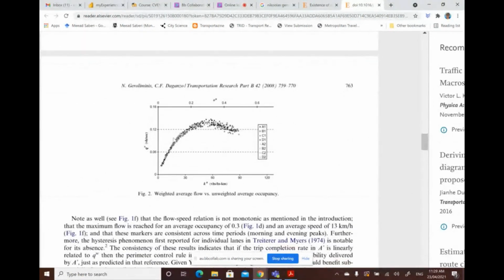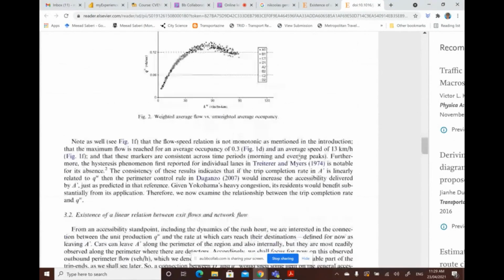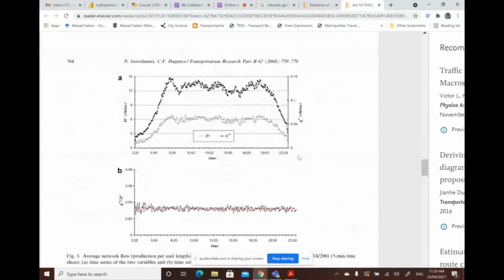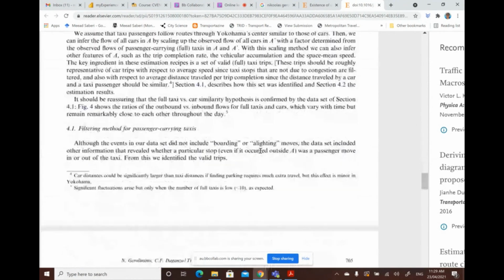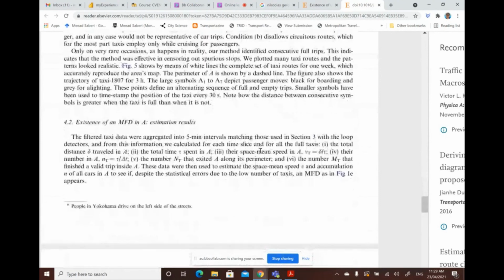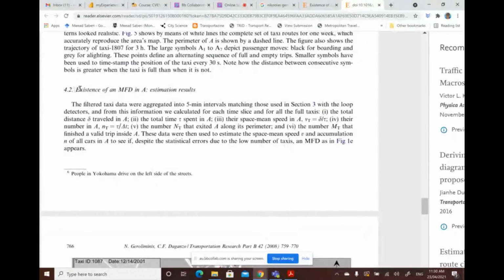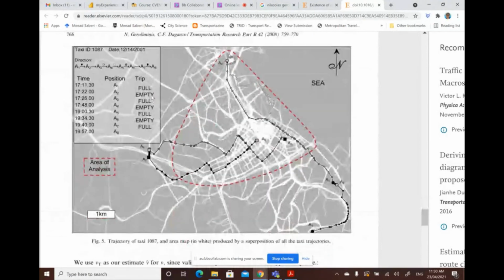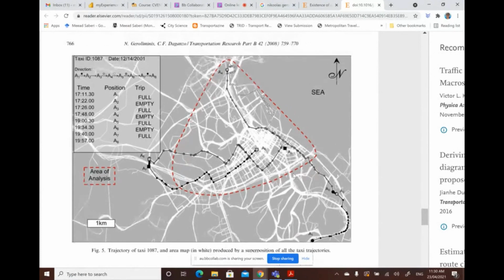So this is coming from the weighted average flow and unweighted average occupancy. And then they're plotting some time series to discuss that. And then they conclude that MFD actually exists in reality. So this is the area that they're calculating. This is part of Yokohama, Japan. They're using GPS data from taxis. Very similar. Remember in the first assignment, you worked with some GPS data. So you could actually use that data to do some MFD calculation if you want as well.